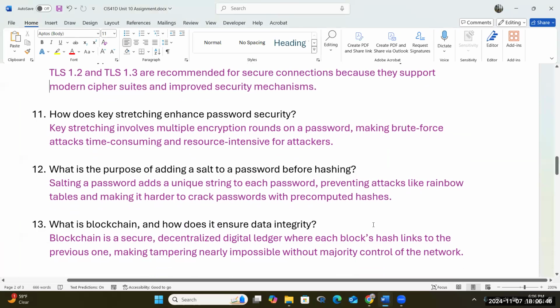So for 12, it says, what is the purpose for salting or adding salt to the password before hashing? It adds a unique string to each password, preventing attacks like rainbow attacks, and making it harder to crack your password with precomputed hashes, right? Those are pre-guessed hashes that can be used.